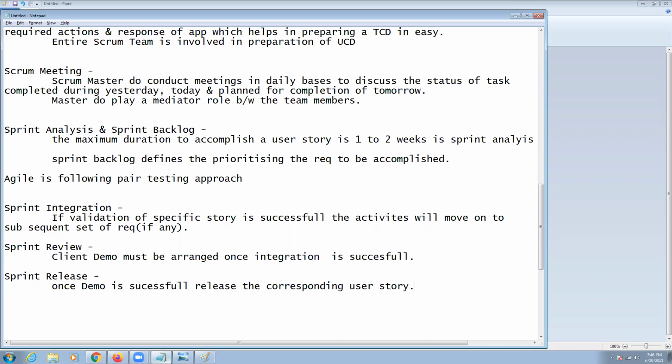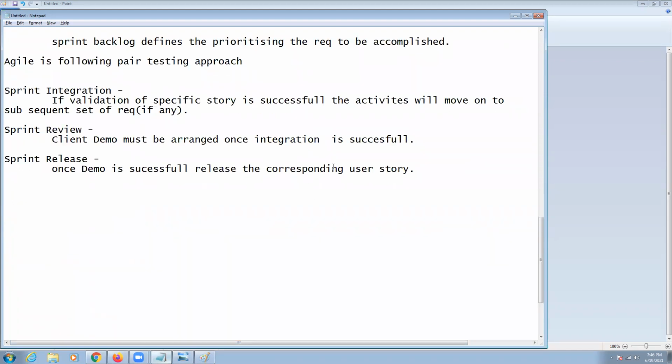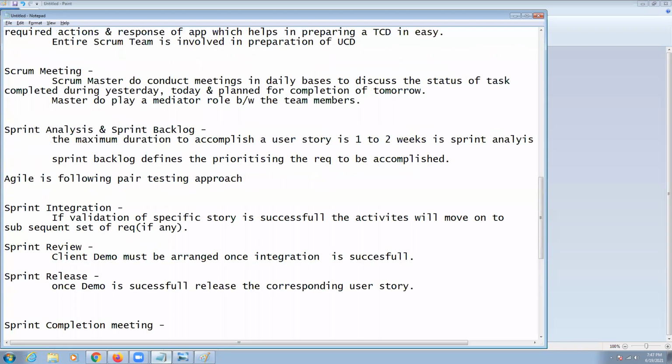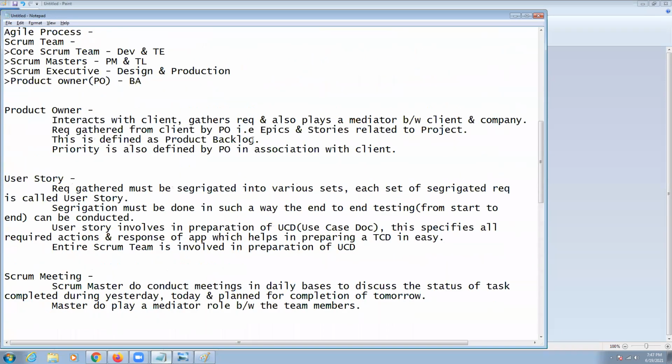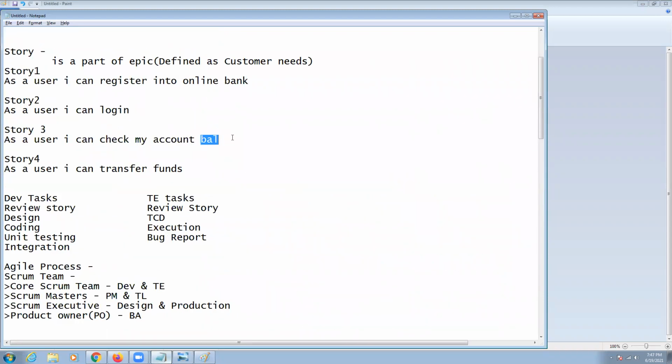Sure. Again, I forgot what I was talking about. Sprint release. So once the demo is successful, the user story is being released, right? Once it is released, we do have a last meeting. What is your corresponding user story? That particular user story. Which user story are we working on? The user story you're working on is checking the balance. So this will be called the corresponding user story, that particular user story which I'm talking about.